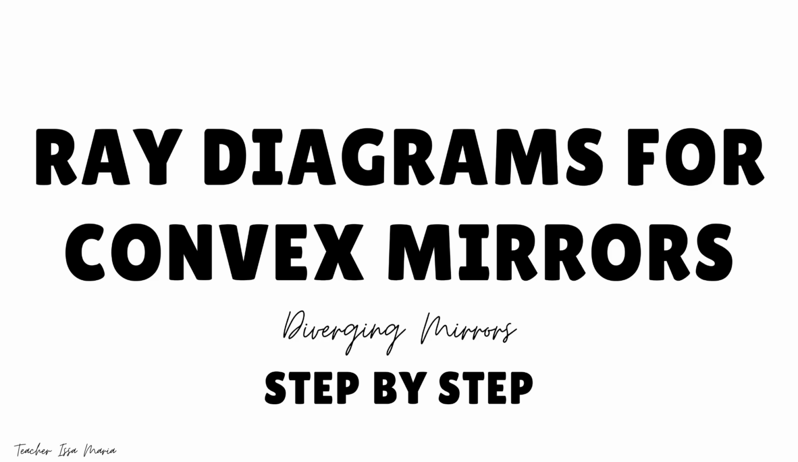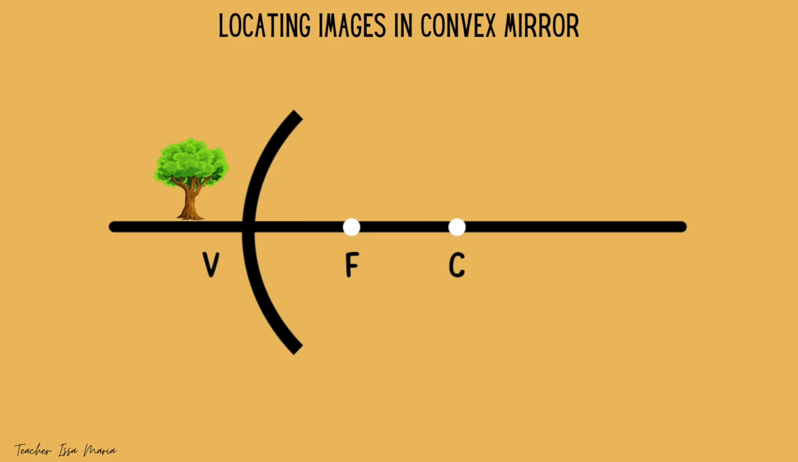Here are the important parts of a convex mirror. Number 1. Principal axis. This is the reference line passing through the mirror's pole. Number 2. The optical center. This is the center of the mirror surface. Number 3. Focus. This is located behind the mirror since convex mirrors spread rays outward. Number 4. Center of curvature. This is also behind the mirror.